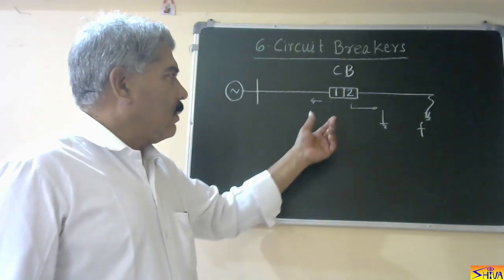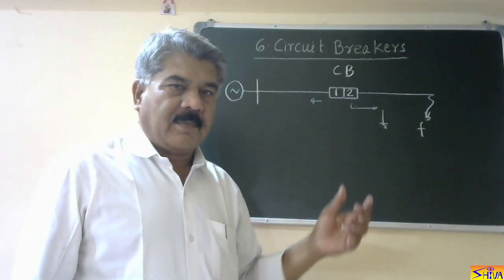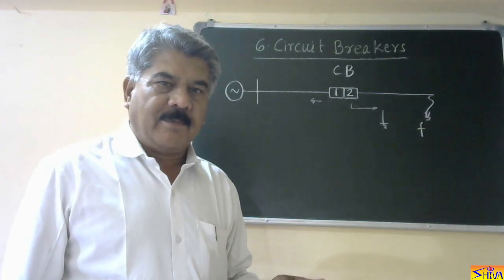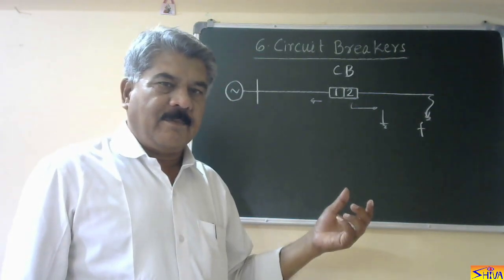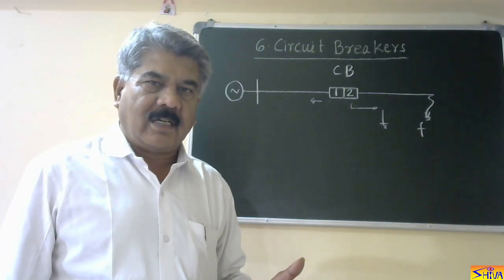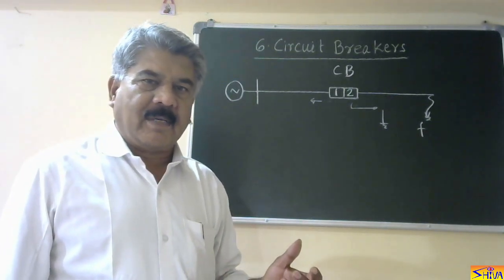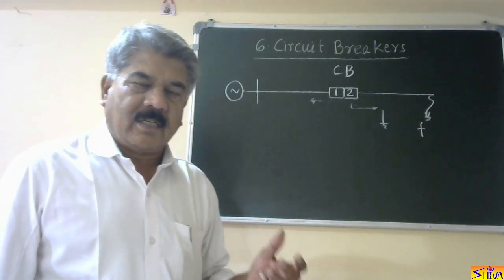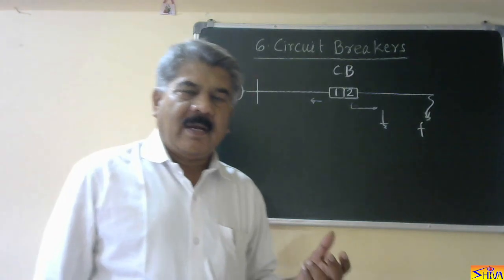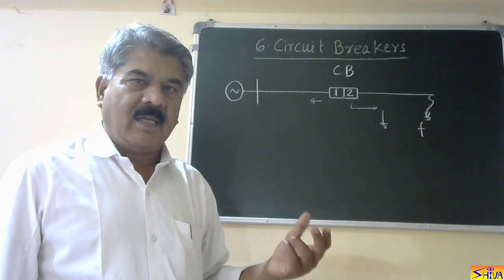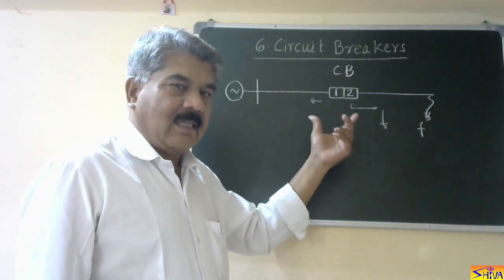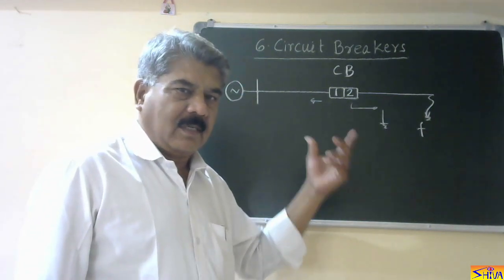Now depending on the method of arc interruption, the circuit breakers are classified as air circuit breaker because in that case air is the interrupting medium, oil circuit breaker because in that case oil is the interrupting medium, SF6 circuit breaker, that is sulfur hexafluoride circuit breaker, sulfur hexafluoride gas is the arc interrupting medium, and vacuum circuit breaker, so vacuum is the arc interrupting medium. So how to interrupt this arc, that is the main problem in the circuit breaker.